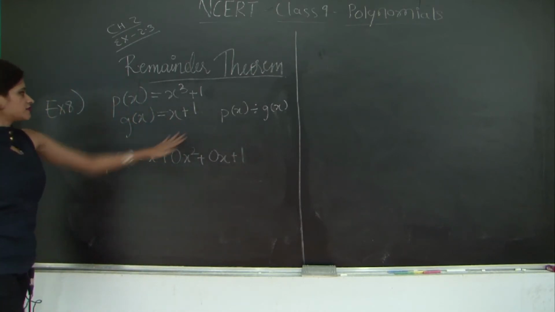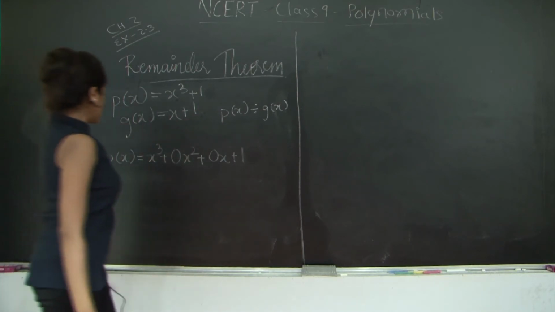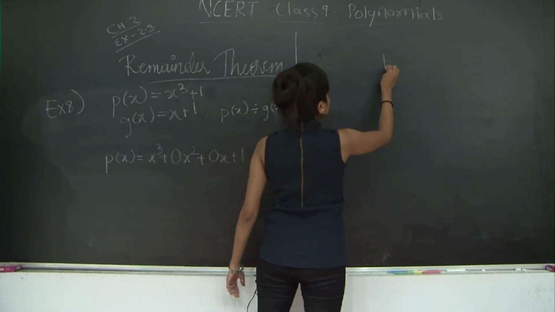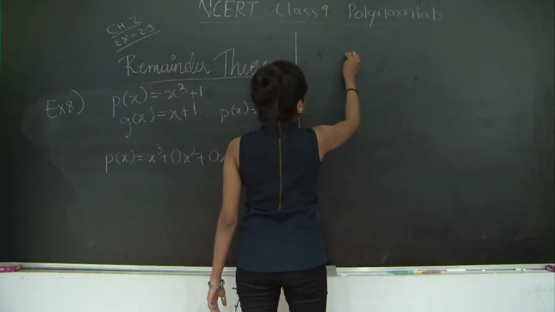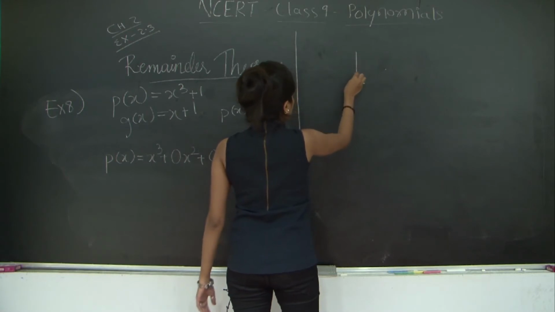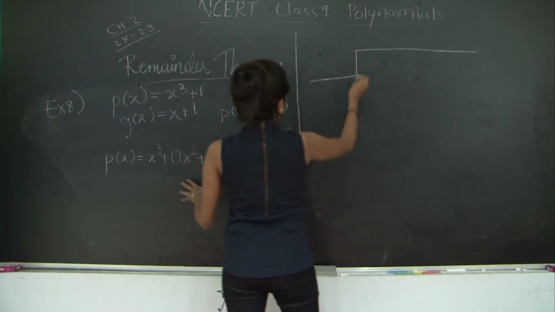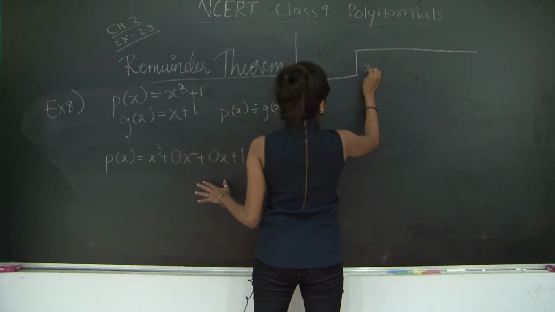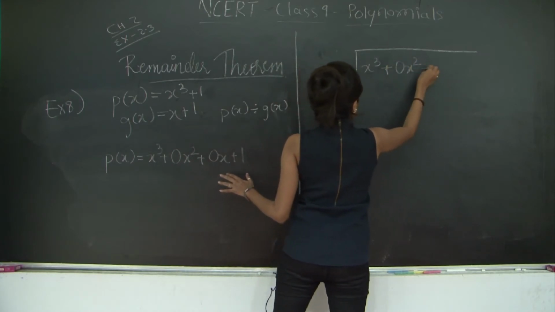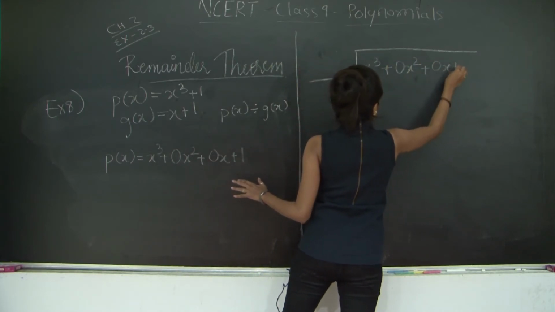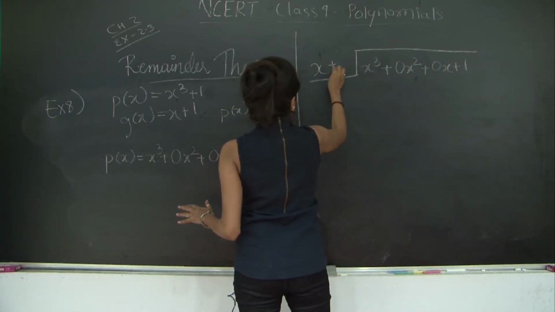And x plus 1, this looks complete because this is x raised to the power of 1 and 1 into x raised to the power of 0. Now let's go ahead and do the division by long division method. So you have your dividend as x cube plus 0x square plus 0x plus 1, right? And your divisor is x plus 1.